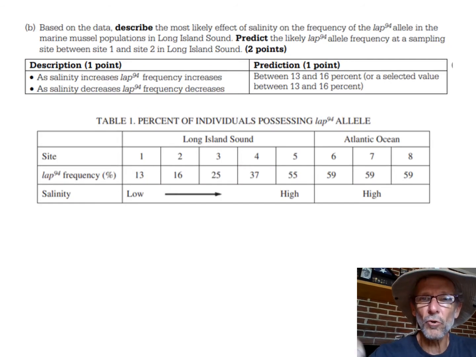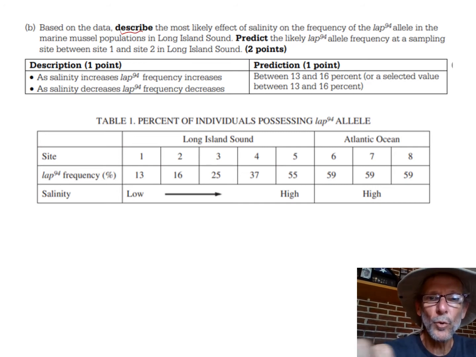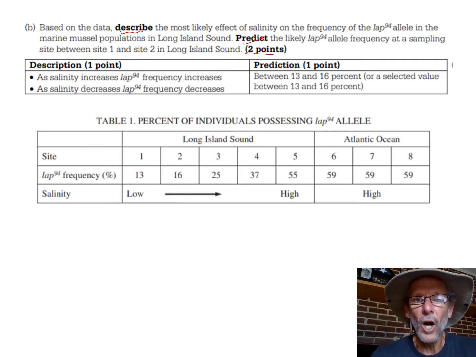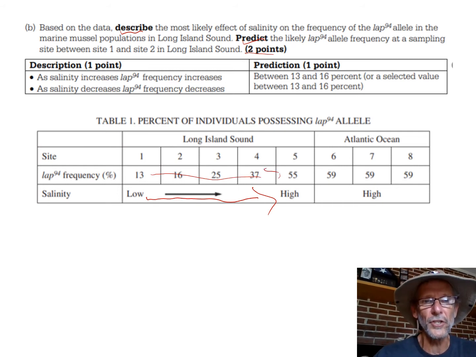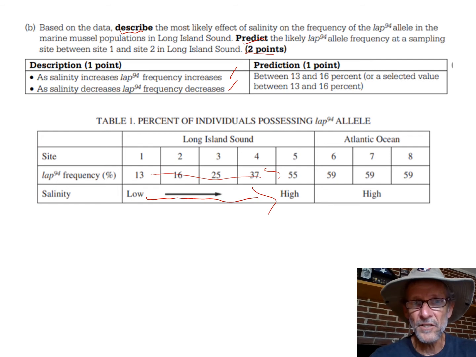Okay, describe, predict, right? Two things, 2 points. So the effect of salinity on the frequency of the lap allele. That's the dependent variable, right? What's it depend on? Salinity. So here you have salinity going from low to high, and the frequency numbers go from lower to higher. So a direct relationship: salinity increases, that increases, or you could say the converse, to get your one description point. Do not, again, give reasons in this part because you're just wasting your time. They didn't ask you to explain. They might later, but they didn't ask you to explain.